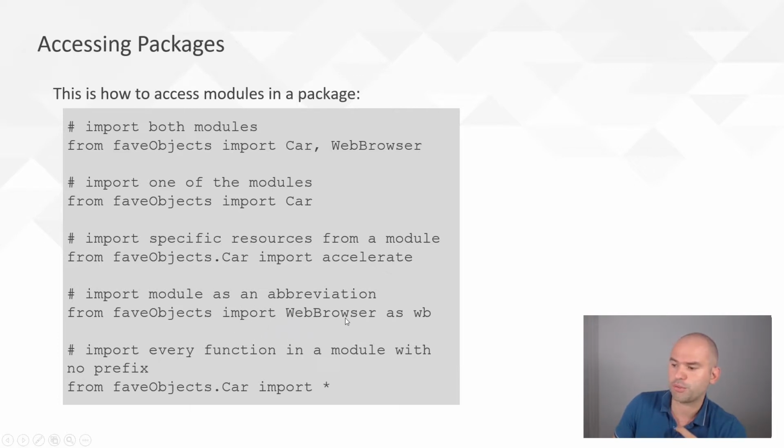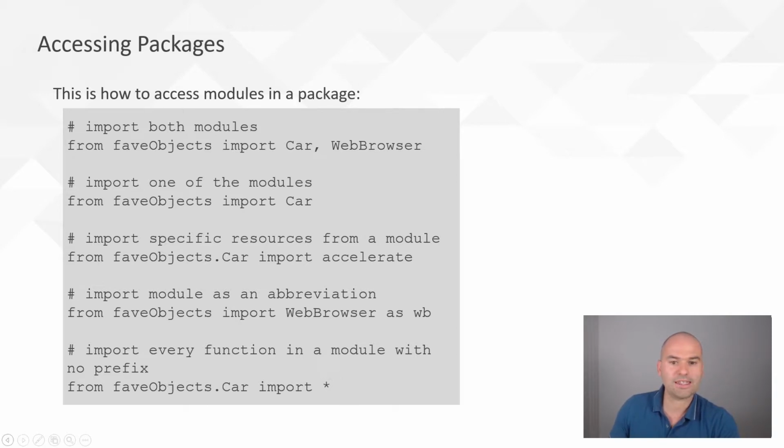You can import a module as an abbreviation. So from favobject import web browser as WB. Instead of saying web browser.webbrowser, you'll be able to say WB.webbrowser. In fact, I'll do this in the example. And you can import every function in a module by using this star import.